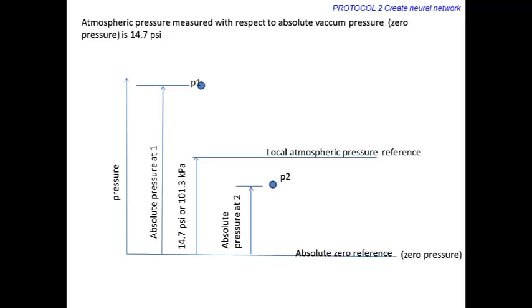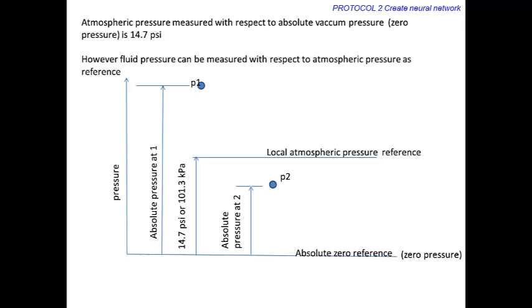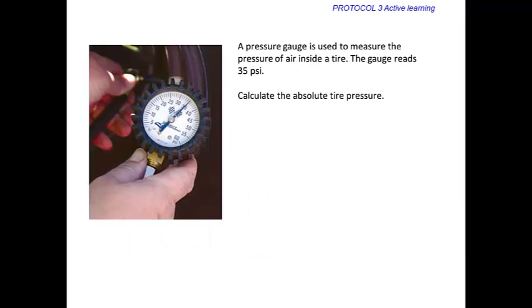However, fluid pressure can be measured with respect to atmospheric pressure as reference. If the pressure is measured with respect to atmospheric pressure, it is called gauge pressure. Gauge pressure measured below atmospheric pressure is called vacuum or suction pressure. In this example, pressure P2 is vacuum pressure.